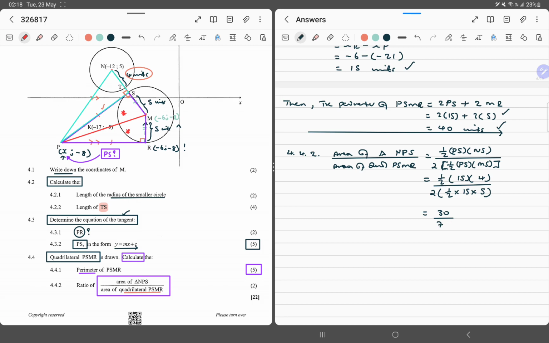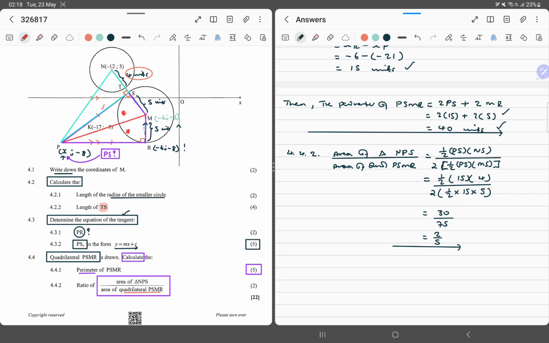So which is 75. Now let's see, 30 divided by 75 is 2/5. Okay, that is the ratio, so we leave it at that. Nice and easy. So let's just see here.